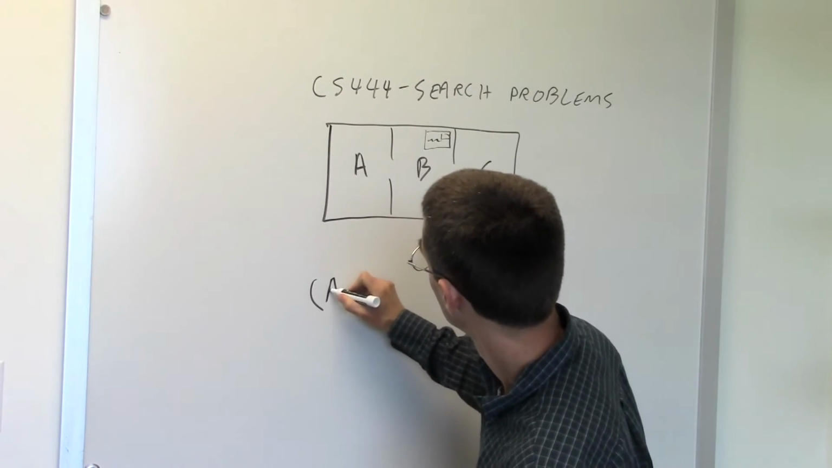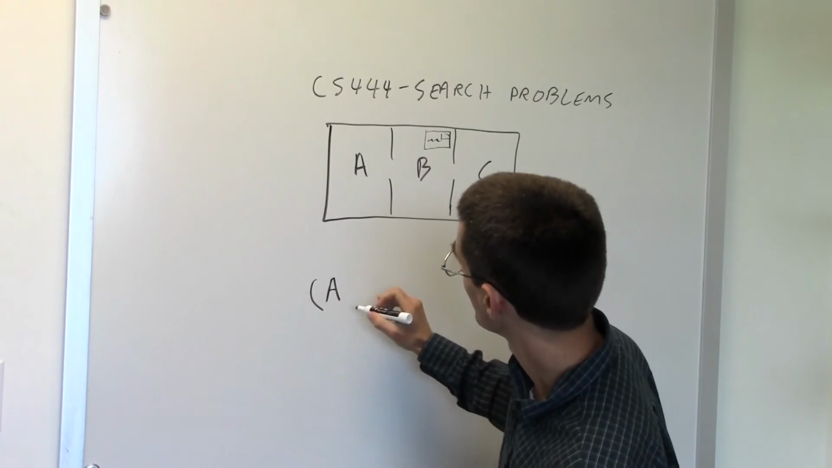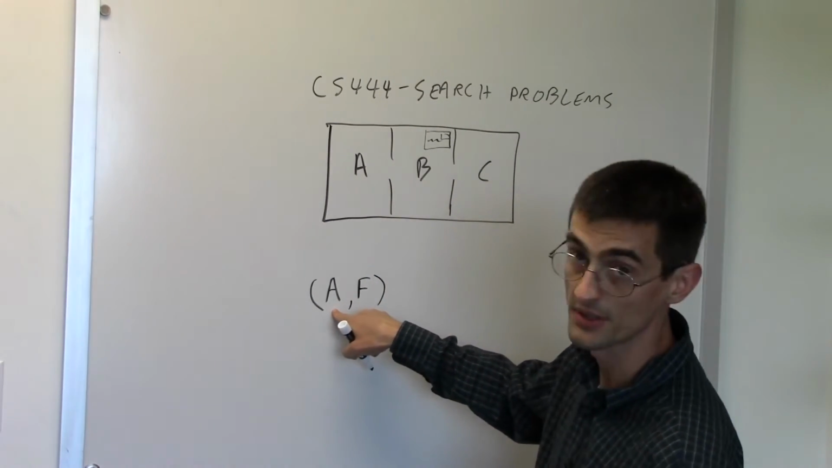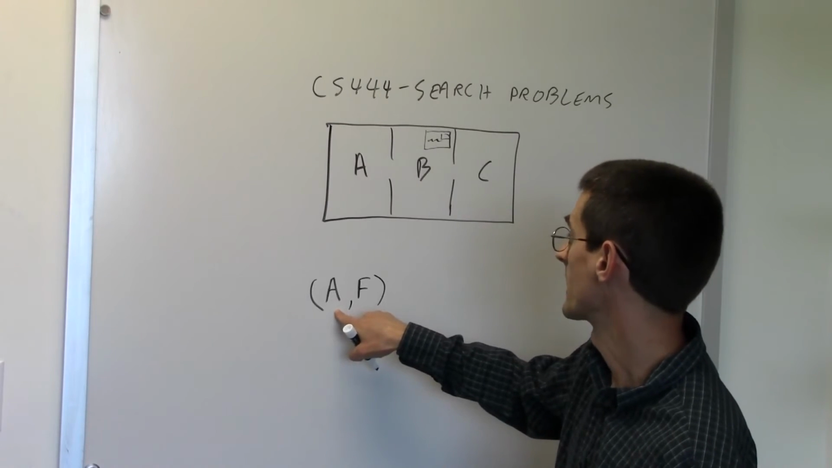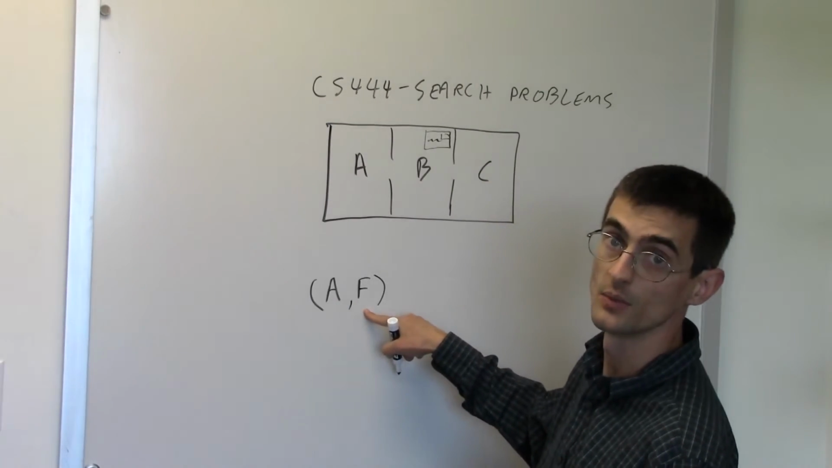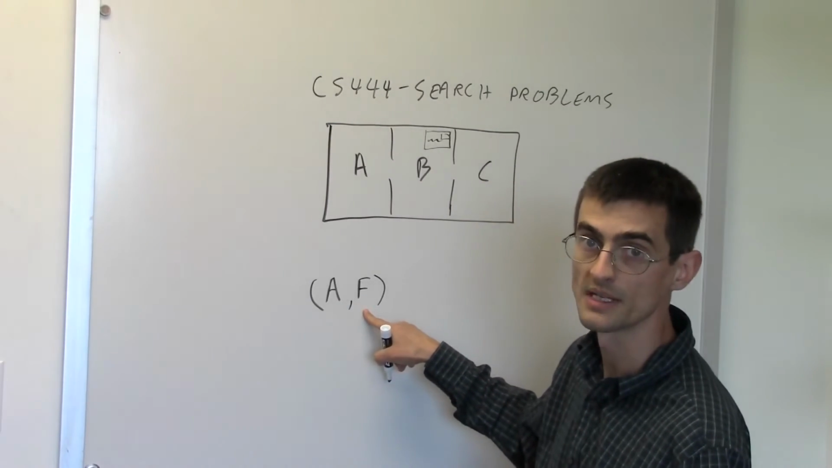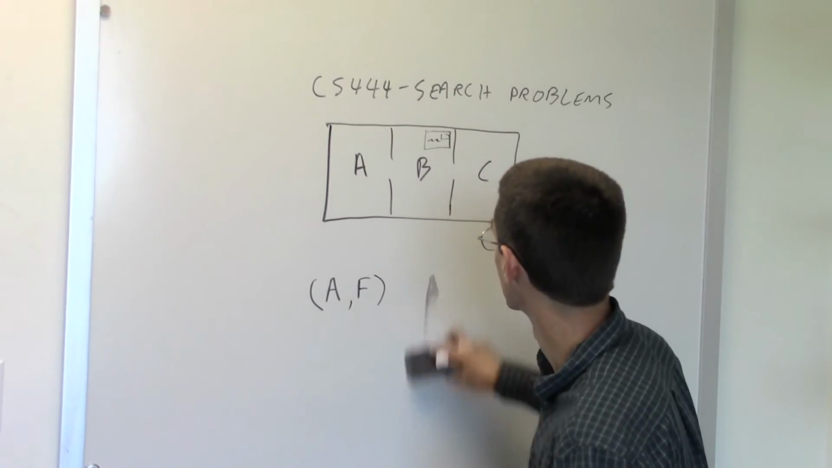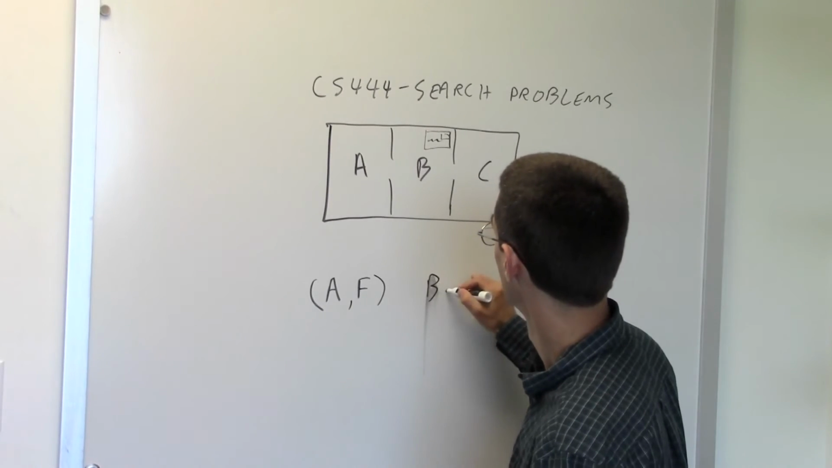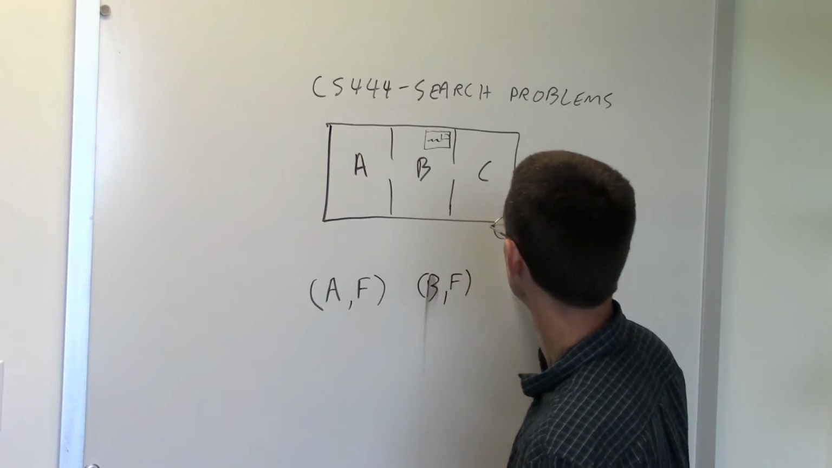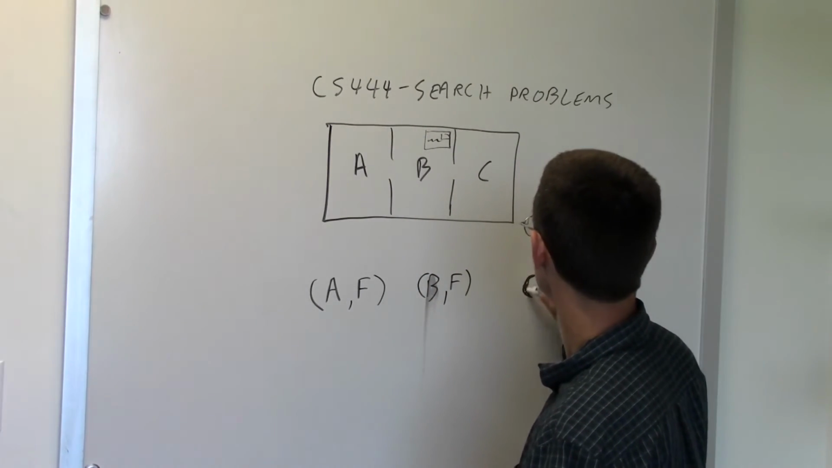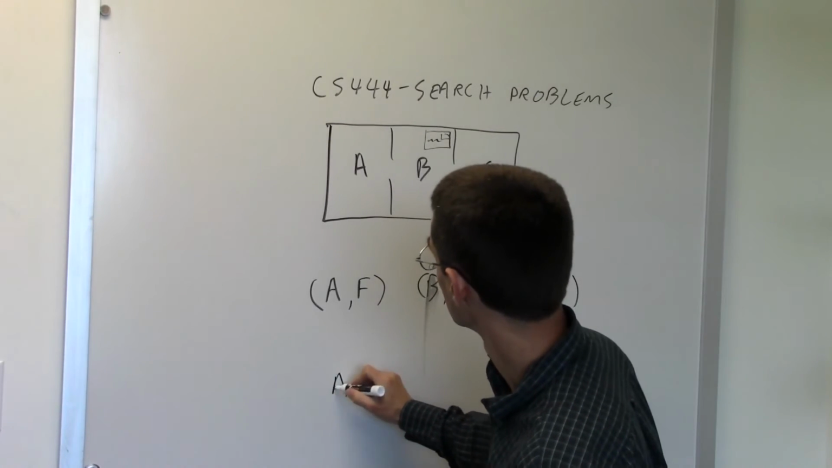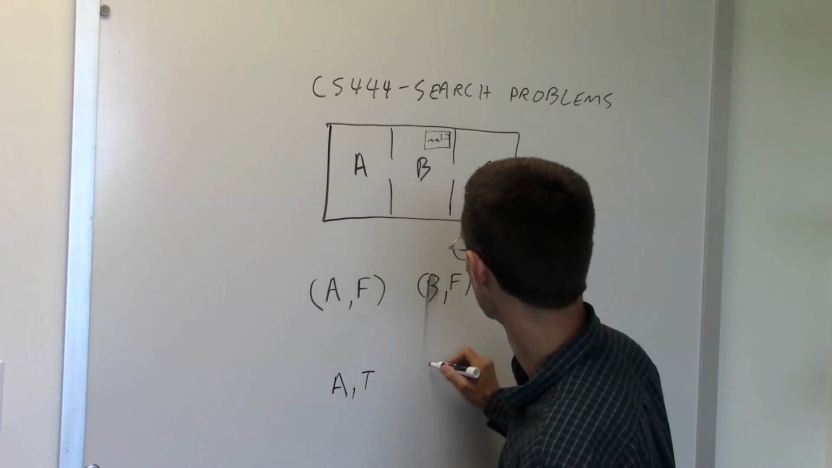So the robot is in room A, and he doesn't have the letter. So it's a pair, right, where the first part of the pair is the location, and the second part represents whether or not the robot has picked up the letter. So we have all of the states that we had before without the letter, and all of the states that we had before with the letter.